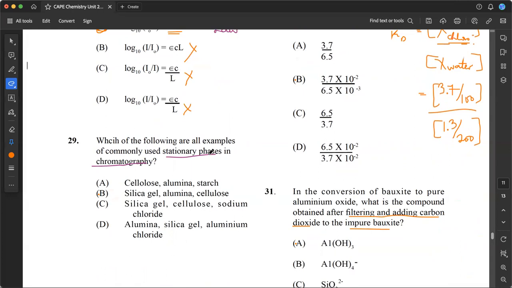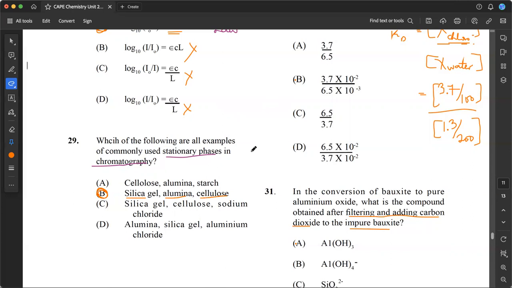Commonly used stationary phases are silica gel, alumina, and cellulose. These are the most common ones that we'll come across, right? Remember, our stationary phase is the one that doesn't move, and your analyte typically binds to it to different extents. So these are the ones we commonly use for stationary phases in chromatography: silica gel or alumina, or we use cellulose, right? Those are the most common stationary phases in chromatography.